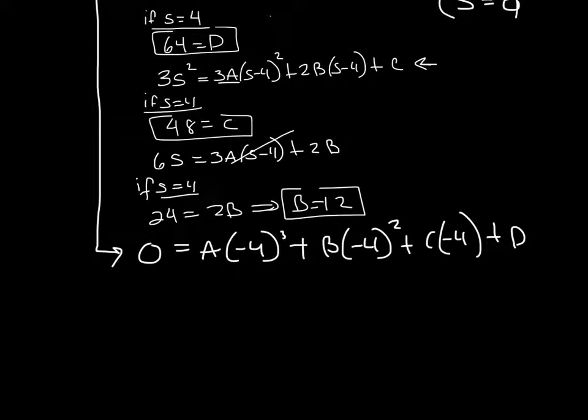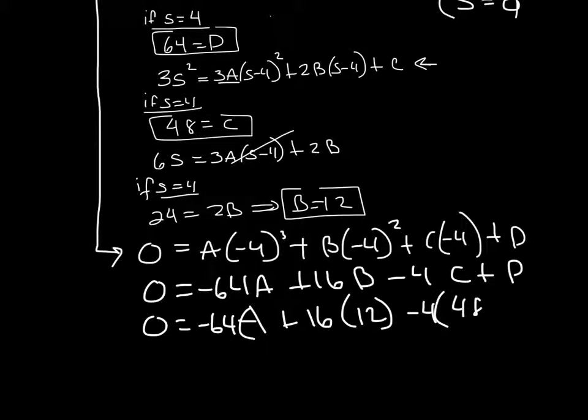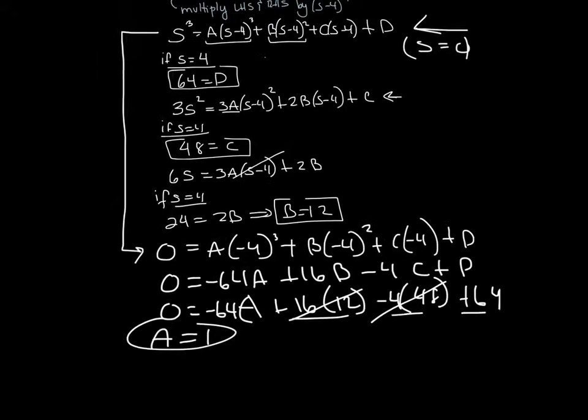And this is just algebra, right? This is negative 64a plus 16b minus 4c plus D, but remember we know what A is. Well, no, we don't, just kidding. We don't know what A is, but we do know what B is. It's 12, and C is 48, and D is 64. So doing all the math, multiplying, adding, these actually end up canceling out. It's actually 192 minus 192. And then when we solve for A, it's 1. So again, I'm just using some algebra.